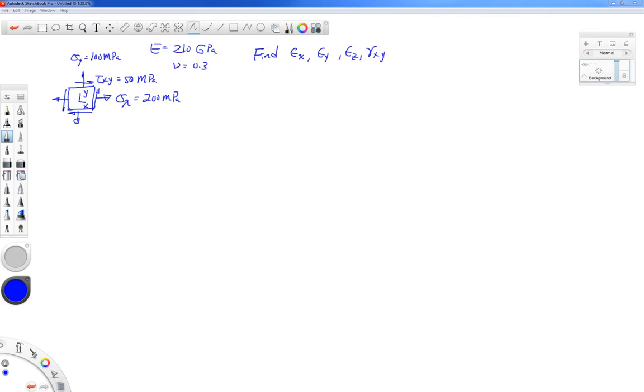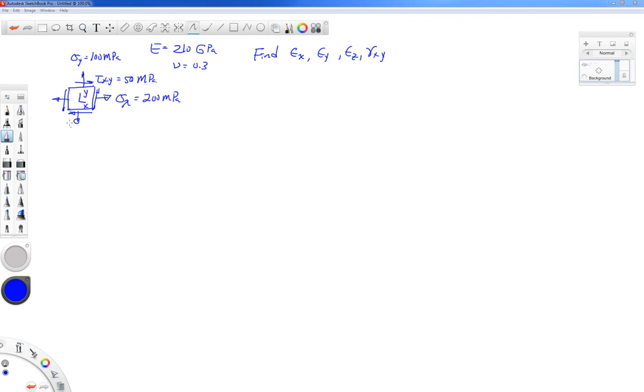So for an example, let's take a look at this stress state. We have a little block here. It's a square. It's really in 3 dimensions, but we're just looking at it down the z-axis. We have sigma x equal to 200 megapascals, sigma y equal to 100 megapascals, and tau xy equal to 50 megapascals. We want to find all of the non-zero strains.